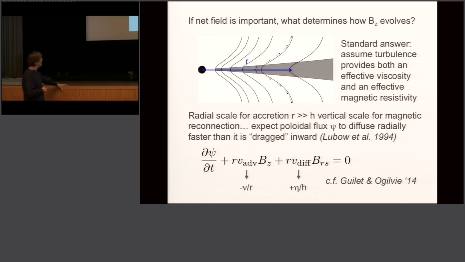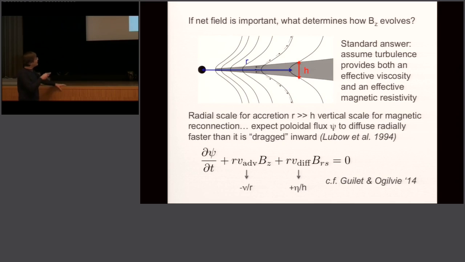So the point here is that if we consider a parcel of gas out here, the characteristic length scale for it to accrete onto the star is, of course, just r. And so the viscous time scale would be r squared divided by the viscosity nu.